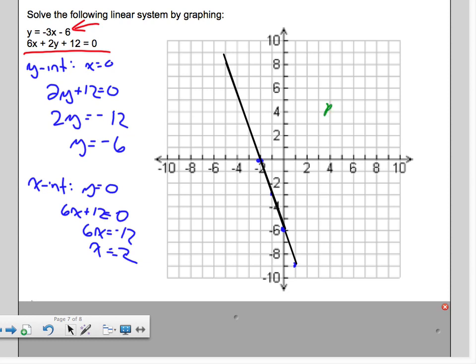Almost done here. So for this case, there are infinite solutions. That means every single point on this line makes those equations true because they're the same line. And there's an infinite amount of points on the line.